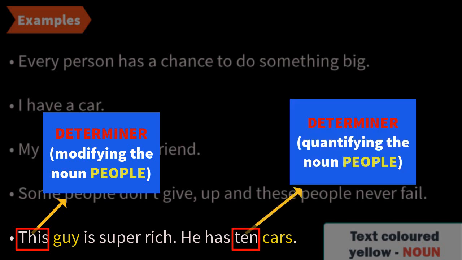And 10, he has 10 cars. 10 is also a determiner here, which is basically a number, a quantifier, talking about the quantity of the noun cars, right? How many cars? 10 cars. When you say cars, you simply do not know the number. But when I say 10 cars, it's making the meaning of the word cars specific in terms of number, right? So he has 10 cars.